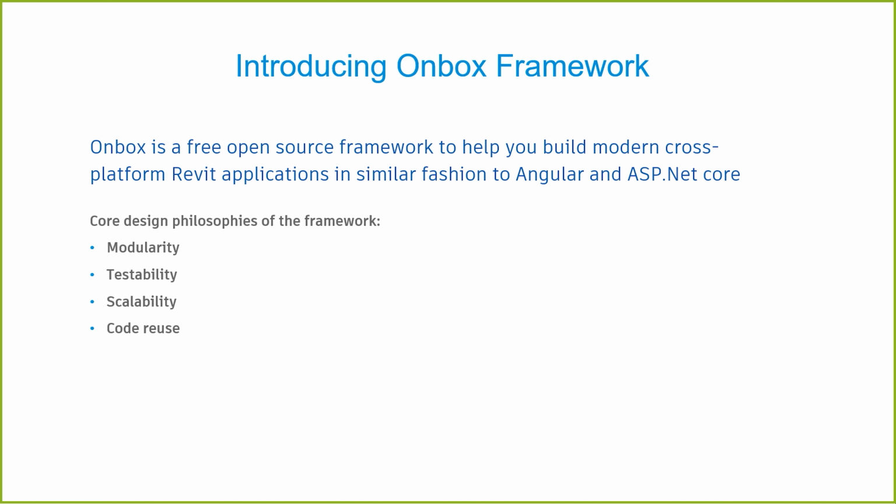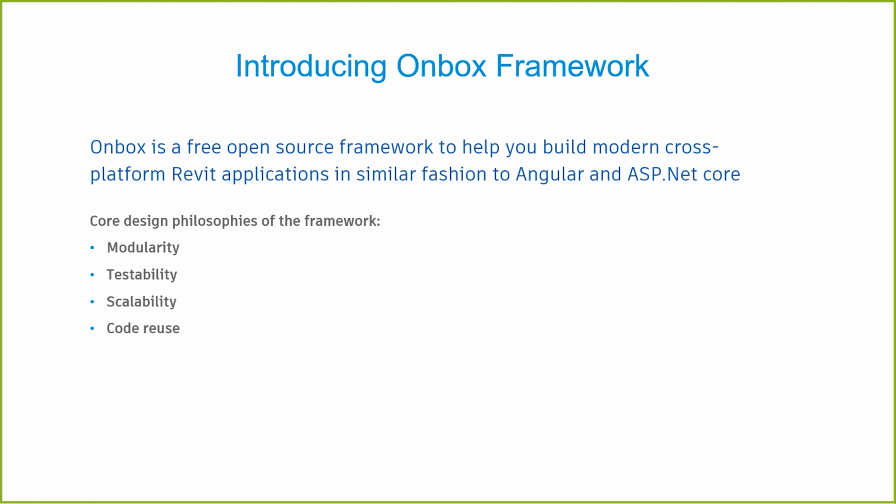So this is the start of the show. Introducing the OnBox framework. OnBox is a free and open source framework to help you build modern cross-platform Revit applications in a similar fashion to what you have in Angular or in ASP.NET Core, so the biggest platforms out there for the web. The core design philosophies of the framework are modularity, testability, scalability, and code reuse.